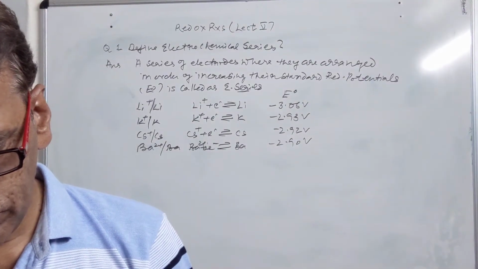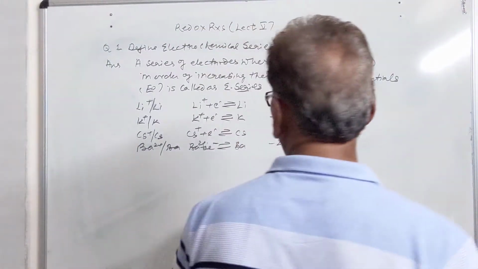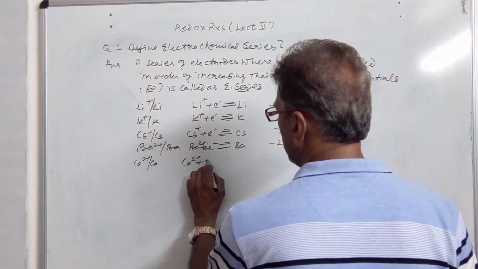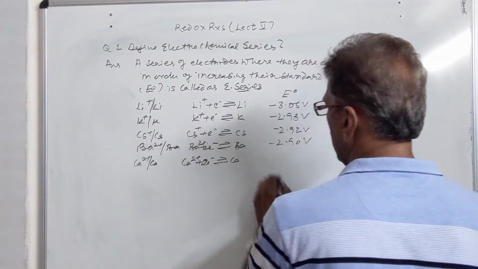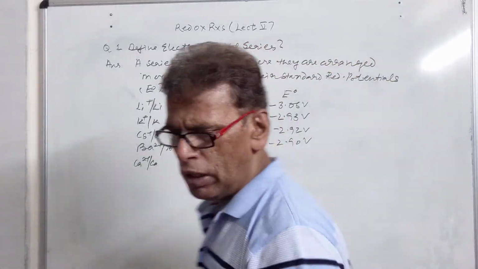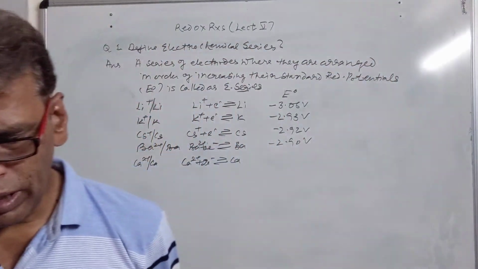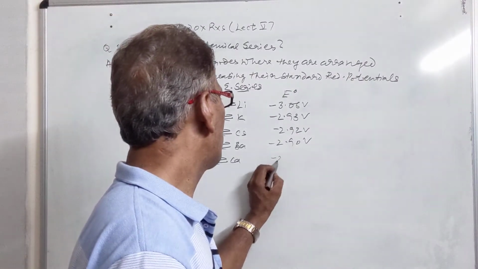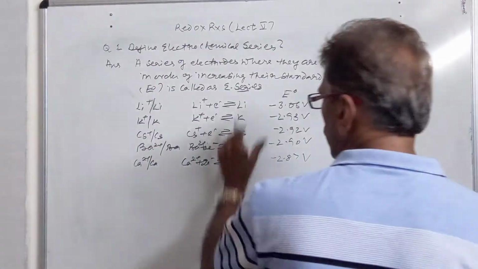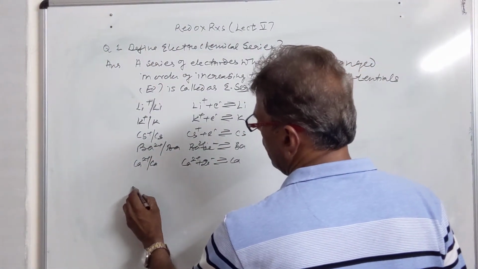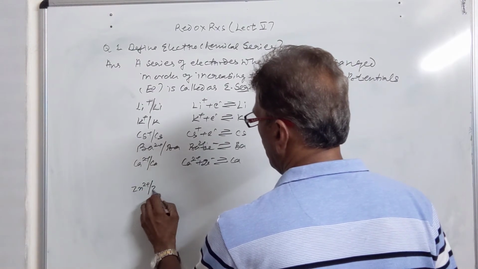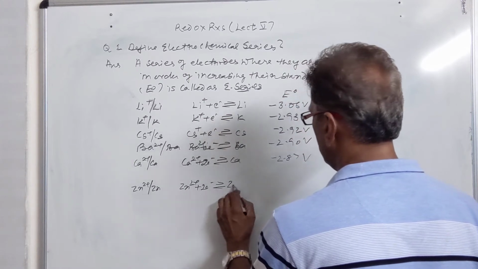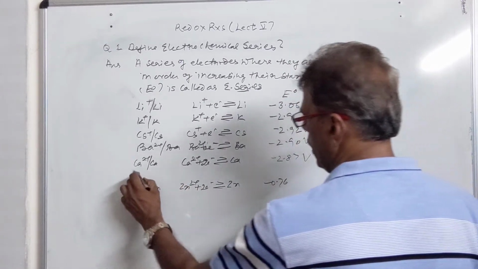Now in this case we get calcium. The electrode reaction is calcium taking electrons from the electron-giving species, and its value is 2.87. So it goes on. At one stage we come across zinc, which has a standard reduction potential of 0.76 volt. We have left out some electrodes.